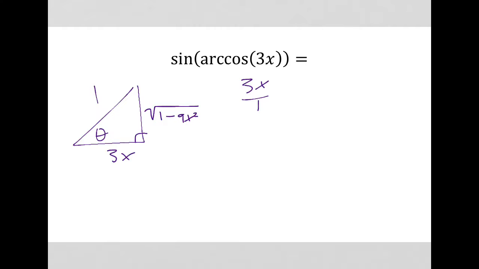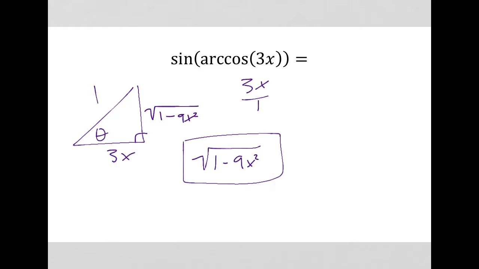But now we want the sine of that theta value right there. So how do we do it? Well, sine is opposite over hypotenuse. The opposite side is square root of 1 minus 9x squared. Hypotenuse is 1, so that is just my answer right there.